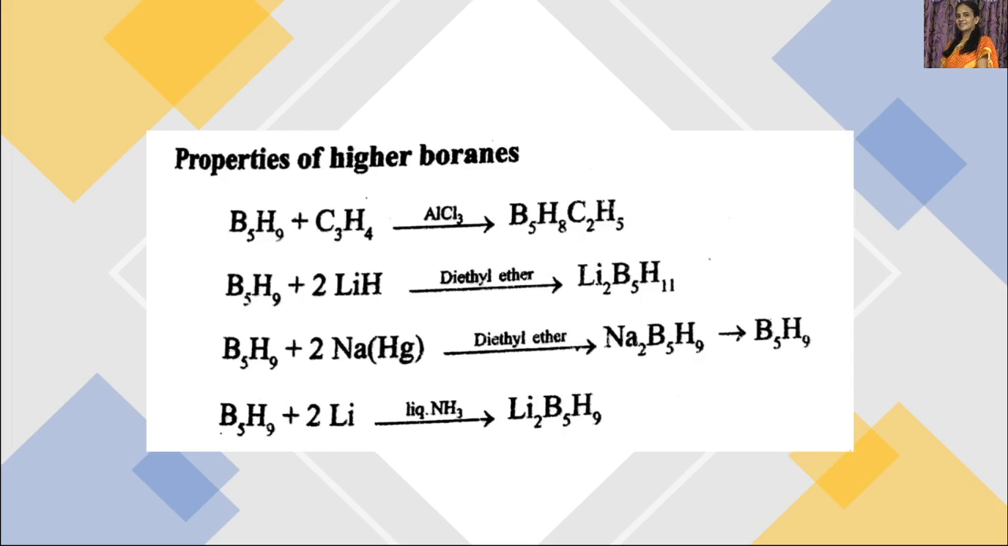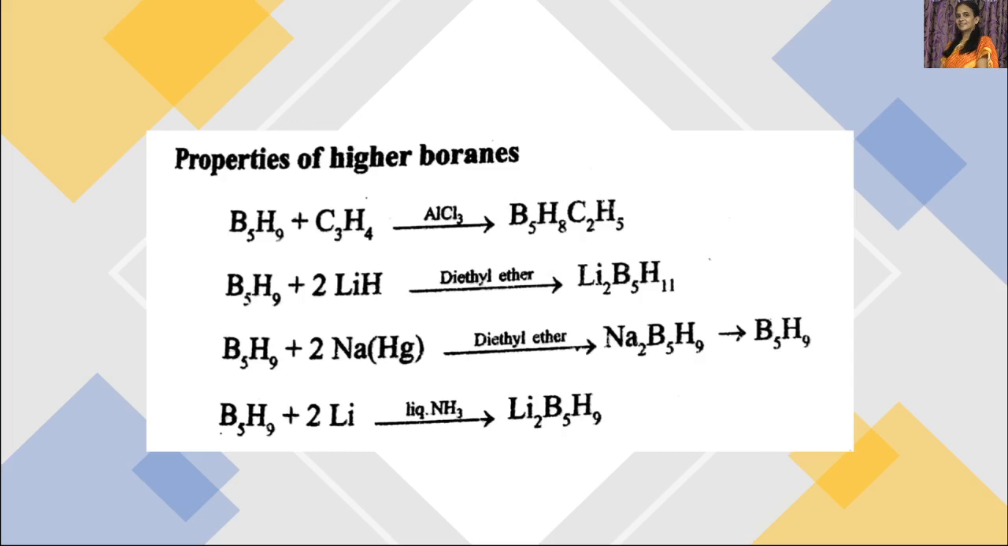And next one is B5H9 treated with lithium metal in liquid ammonia. Then what happens? We will get Li2B5H9.